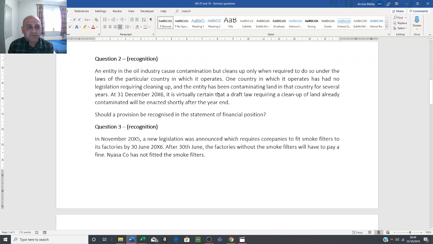On 31st December X6, it is virtually certain that the draft law requiring cleanup of the land already contaminated will be enacted shortly after the year end. Now we need to determine on 31st December X6 whether there was any present obligation to do the cleaning up. If so, the provision will be recognized. Have a go. 5 minutes, return back.